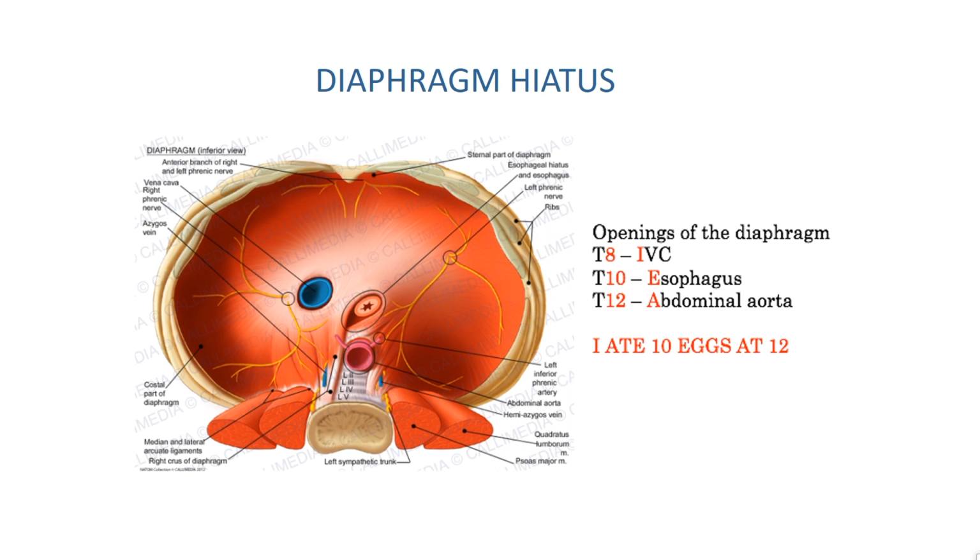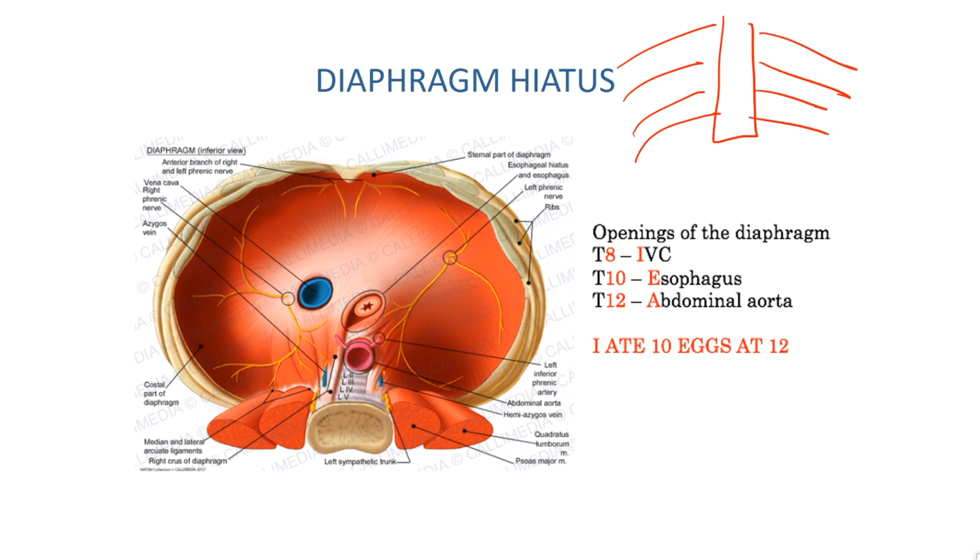Now, one last thing I want to emphasize before we get past the diaphragm. The diaphragm, so we have our thoracic wall. So here's all our ribs or whatever, and our sternum that passes up through here, and here's our other ribs on the other side, okay?